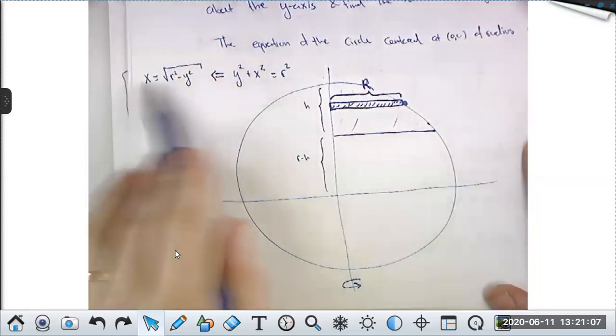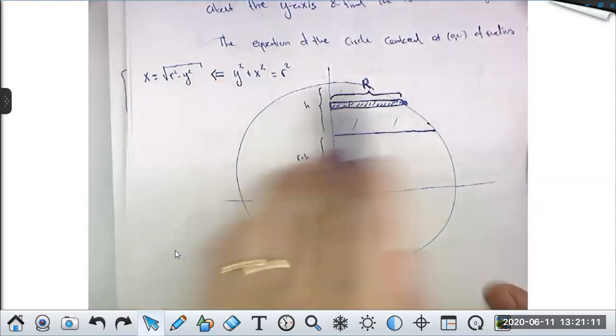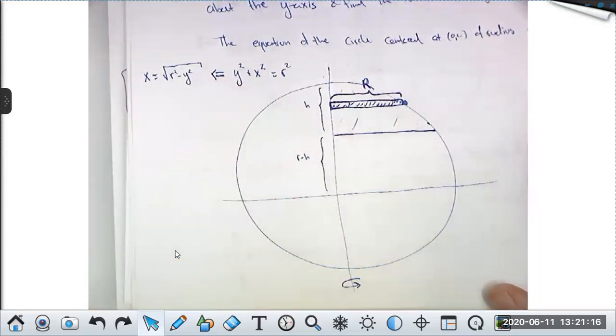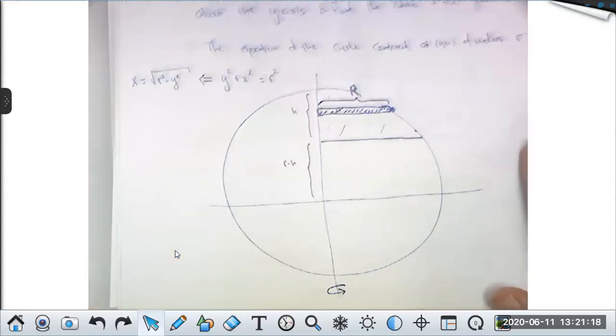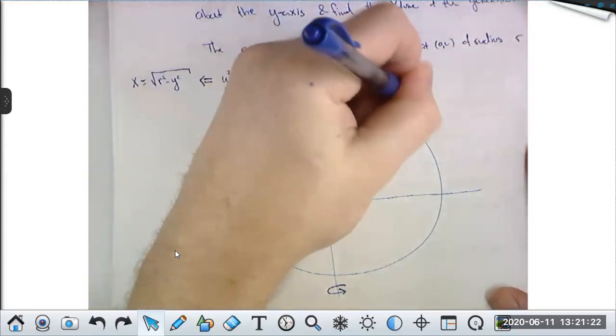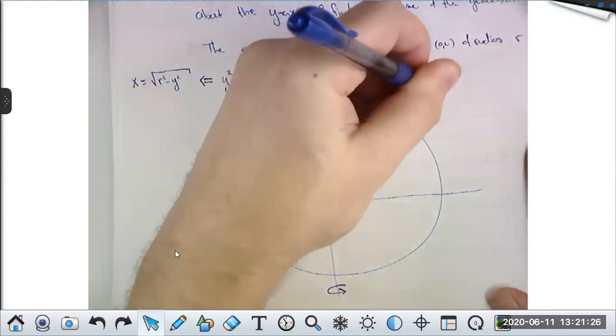Really, I get a plus and a minus when I take that, but I'm dealing with the semicircle here. I don't care about what's going on down here. The positive square root is okay. Which means that this is the square root of r squared minus y squared.